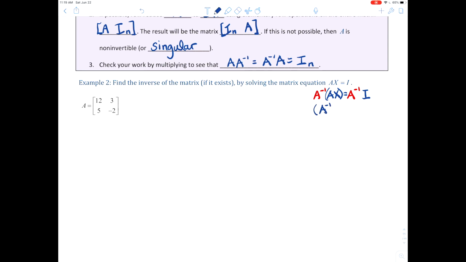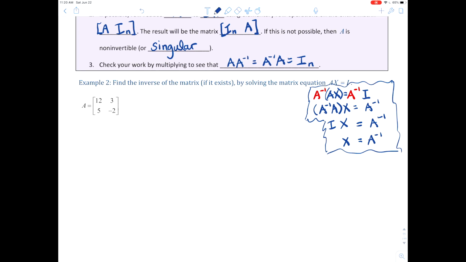good, using the associative property for matrix multiplication, we can group the A inverse times A, and then that would just be equal to A inverse. This would be I times X, which would be equal to A inverse. And then we would get the matrix X is equal to A inverse. So what are we going to do here? We are going to find out if there is this A inverse that'll do this.